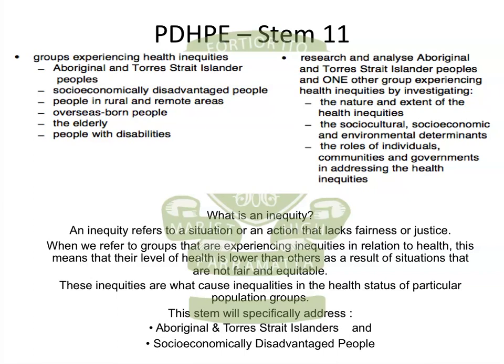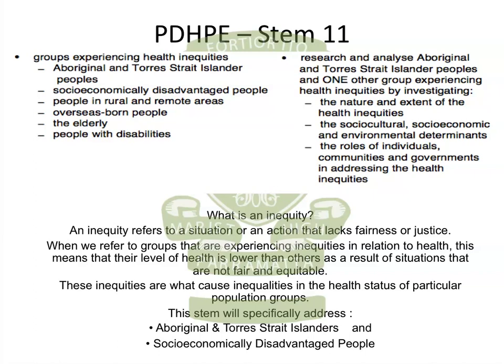So there are 2 words that get used here: inequity and inequality. The inequality is where people are suffering from higher disease rates and things like that. The inequity is if they're suffering that inequality because of conditions that are not fair. So what this syllabus has identified is that there are certain groups, and these are the 6 groups listed here, that are experiencing lower levels of health because of situations that are not fair. They're not meeting social justice principles.